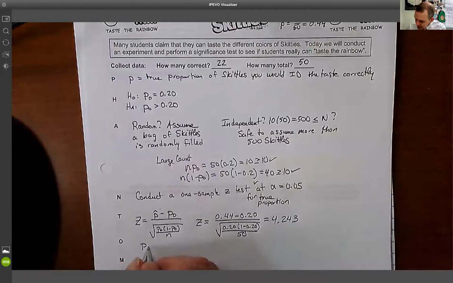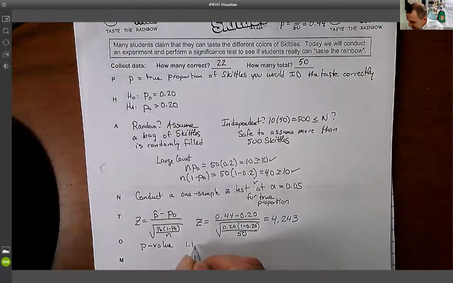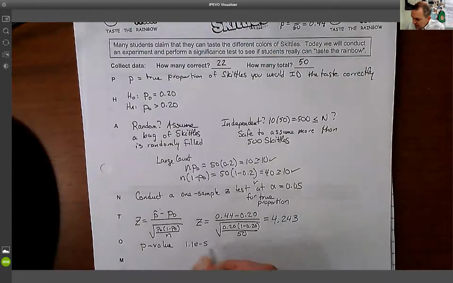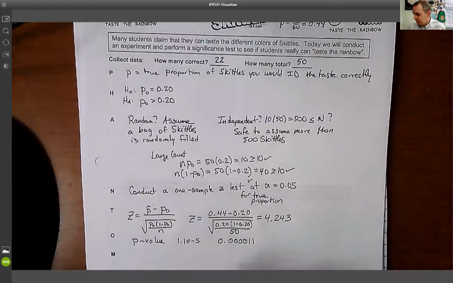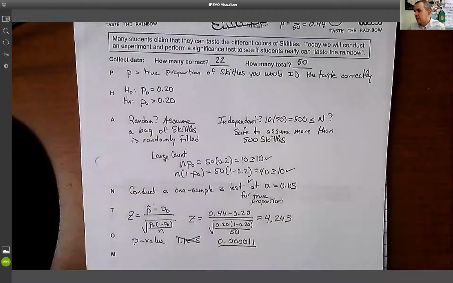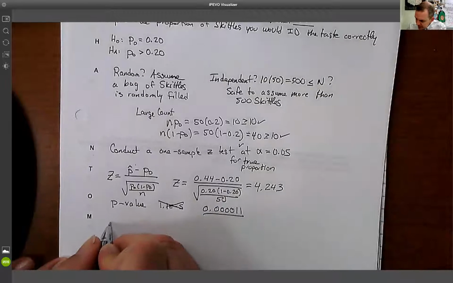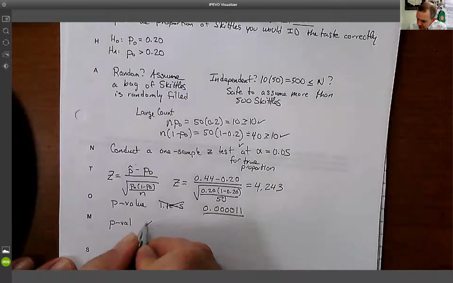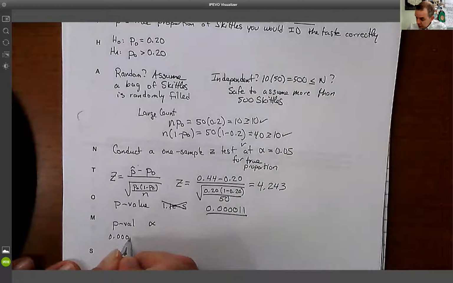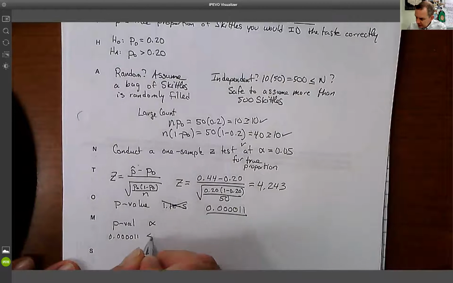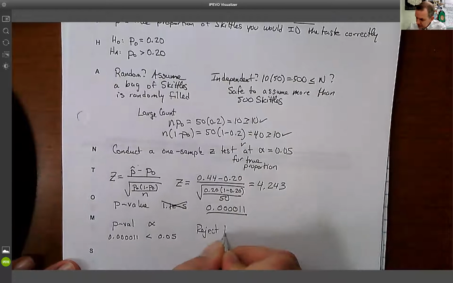So that tells me down here that my p-value says 1.1 e to the -5, but we're never going to write that. We're going to write it as a decimal, 0.000011. Now we're going to make our conclusion. We compare our p-value to our alpha. In this case, our p-value of 0.000011 is clearly less than our alpha of 0.05. We are going to reject the null hypothesis.